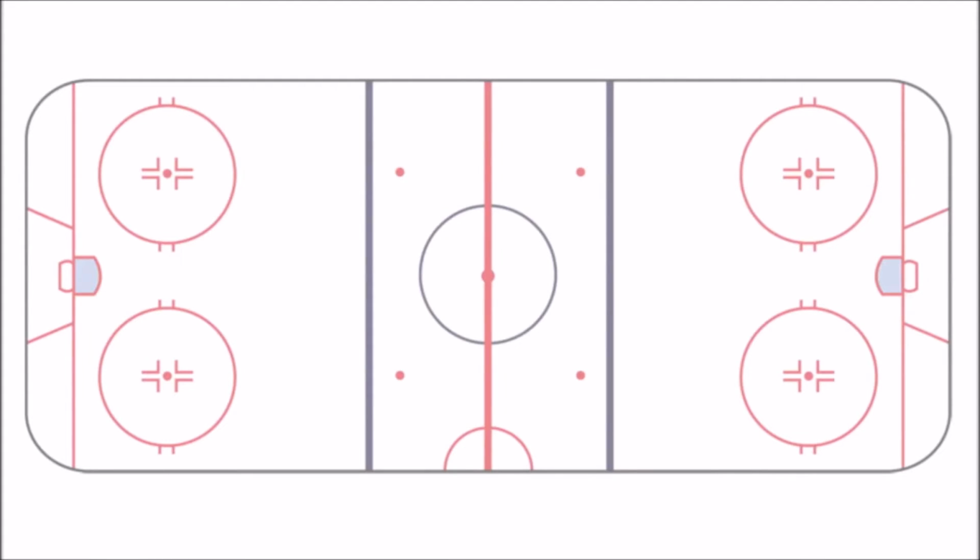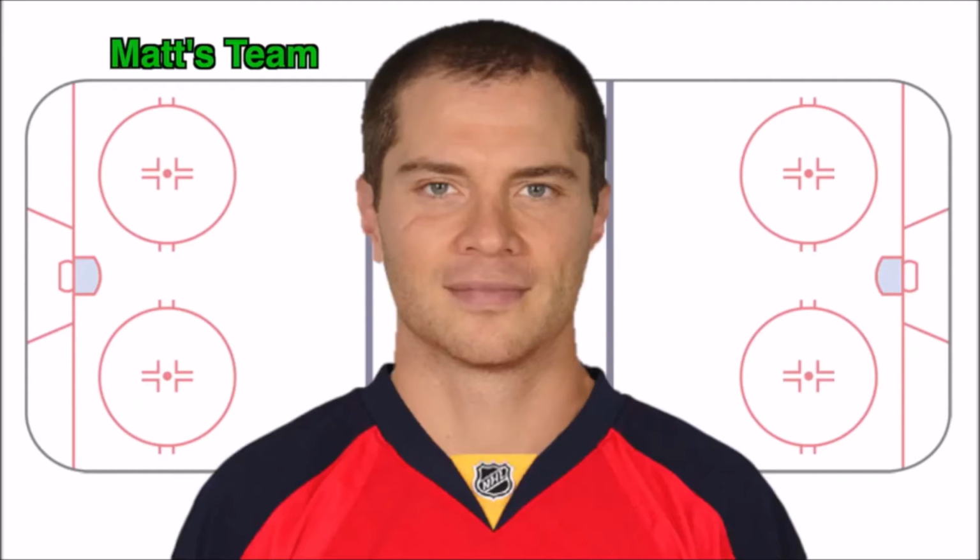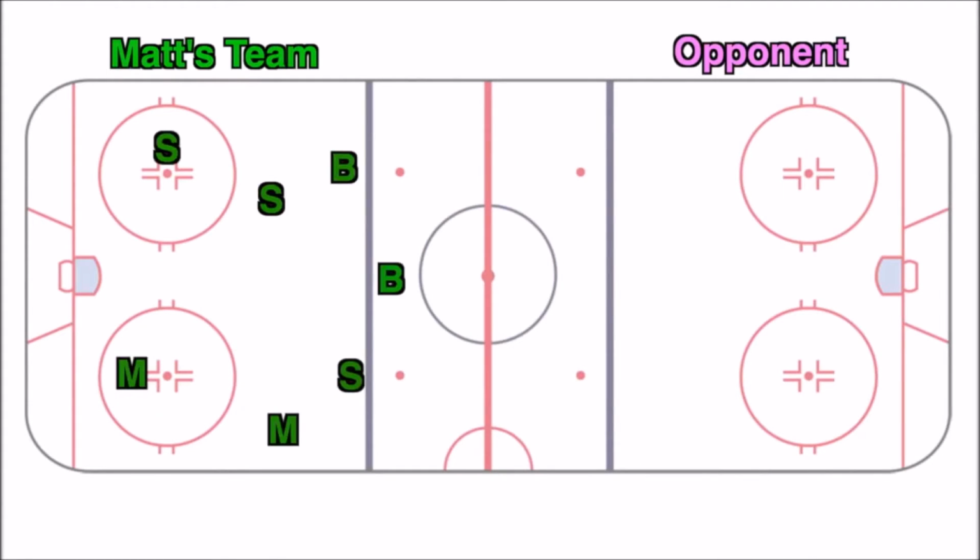Imagine a player, let's call him Matt. Matt plays for the green team. His opponent is the pink team. Let's say during one game, Matt plays around 15 minutes of 5-on-5 play. Here's all the stuff that happened during that time.